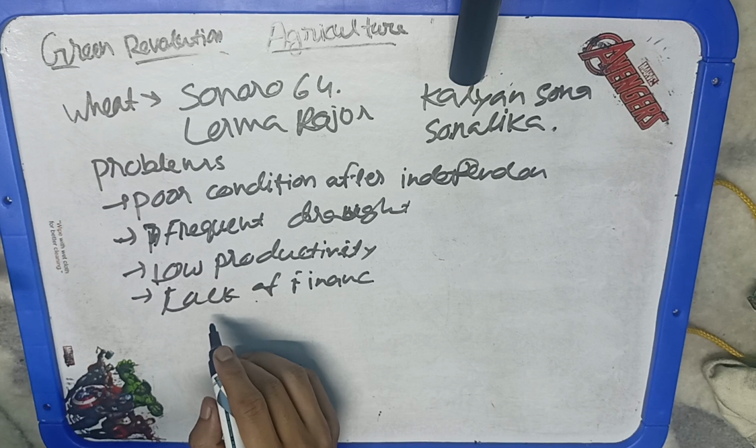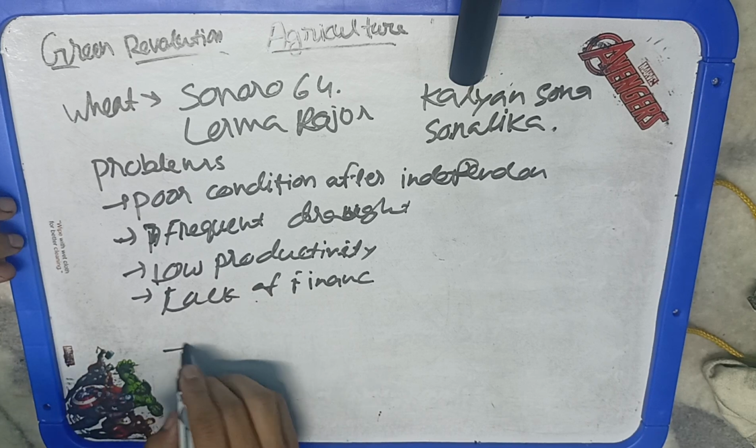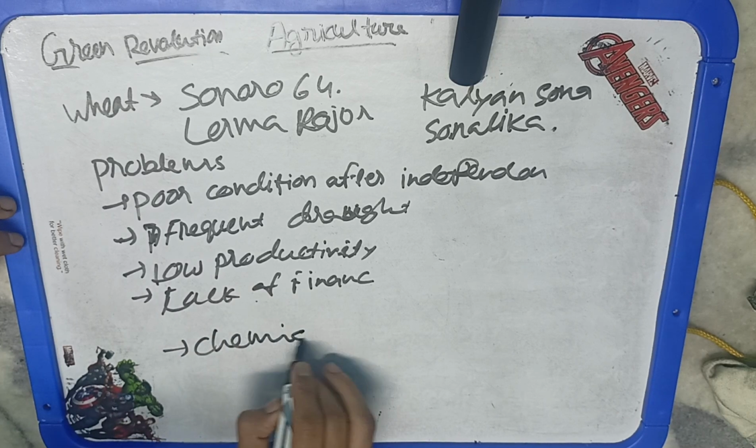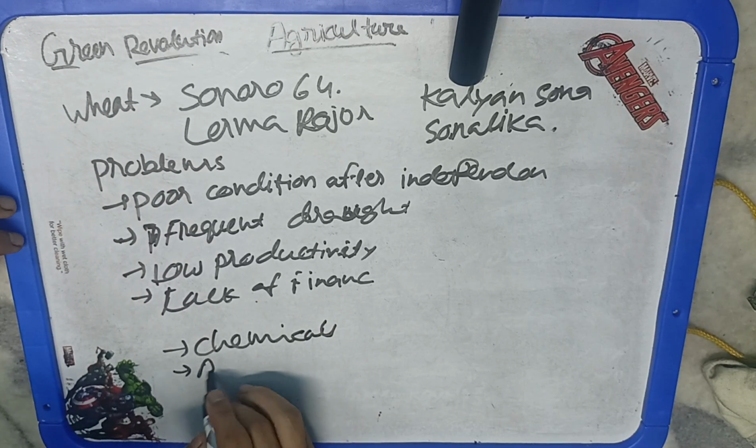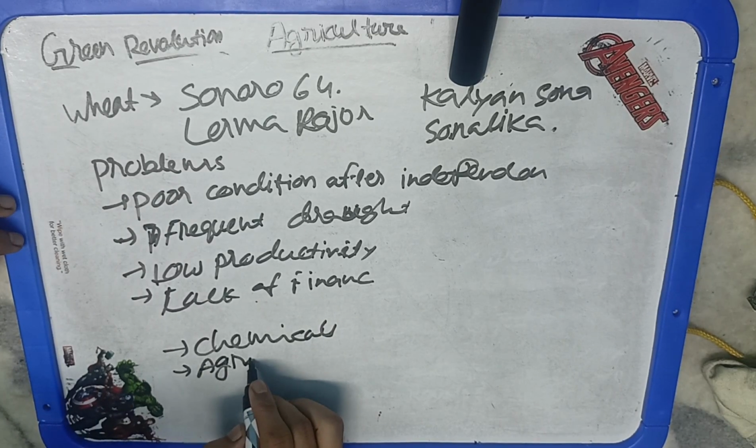Apart from that, high efficiency inputs were provided after the green revolution, or we can say along with these varieties, like chemical fertilizer, agrochemicals, irrigation, and quality seeds. So these are the high efficiency inputs.